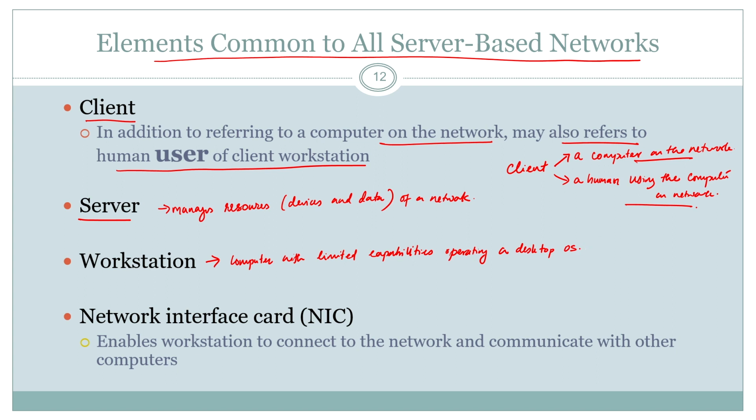Then there is something called a NIC, network interface card. Many times you hear this term NIC. It is not the National Informatics Center, that is something else. This is the network interface card. It enables the workstation to connect to the network and communicate with other computers. So, the NIC is the intermediary between the workstation and the network. The workstation requires a network interface card to communicate with the network, and in that process it can communicate with the other computers in the network.